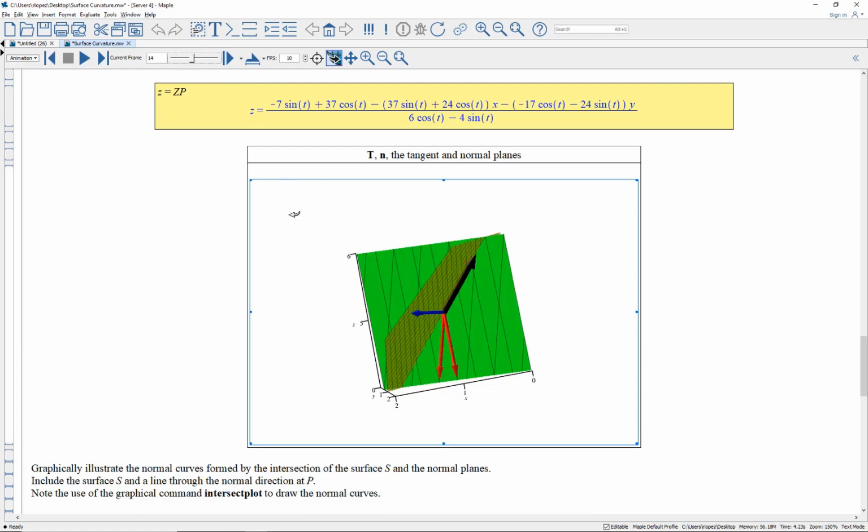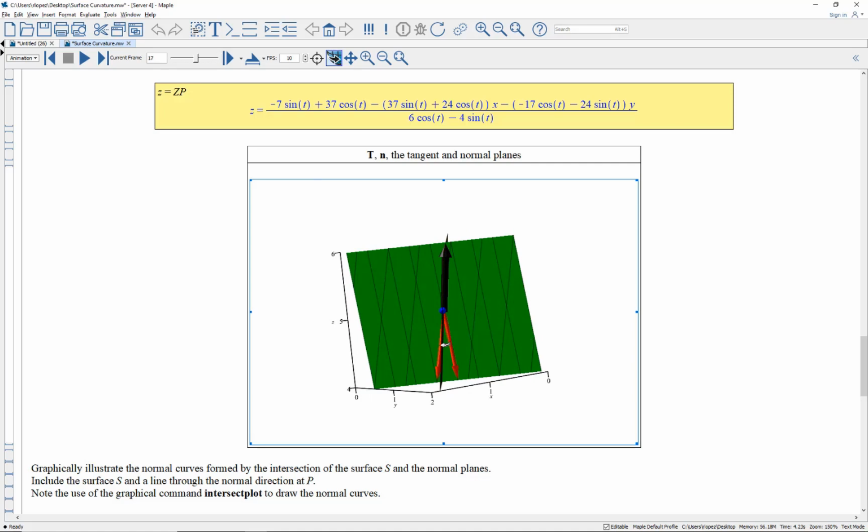So you can see the two red vectors are the basis vectors, the tangent vectors, Rx and Ry. This blue vector is the normal to the surface. The black vector is the linear combination of the two red vectors, so it's a tangent vector. And then I'm twirling the cutting plane, the normal planes. So you see that I've got this family of normal planes that cut through the surface.